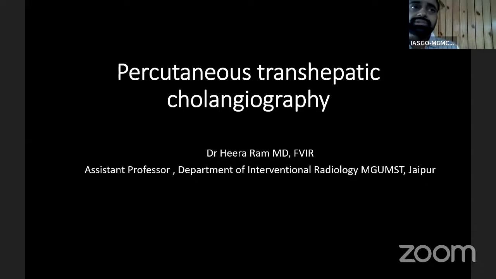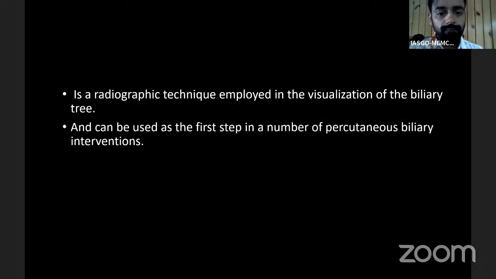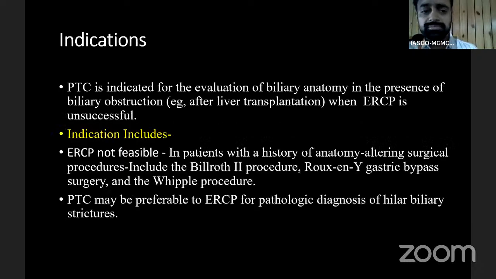Previously, Kalla sir spoke about cholangioscopy and EUS. So I am going to talk about PTC, where EUS or ERCP fails. As its name suggests, PTC is percutaneous transhepatic cholangiography. It is a radiographic technique employed in the visualization of the biliary tree, and it is diagnostic, and it can be used as the first stage in a number of percutaneous biliary interventions.